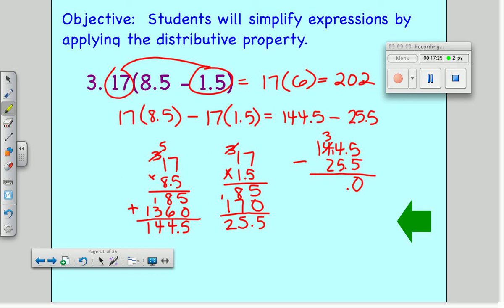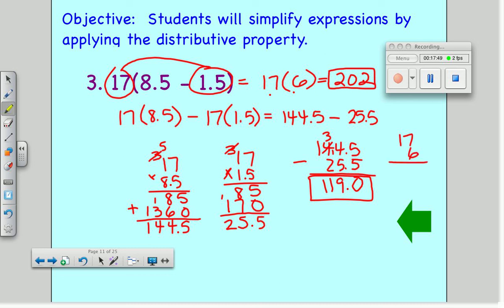14 minus 5 is 9. 3 minus 2 is 1. 1 minus nothing. So this time I got 119. Right? Compared to 202 up here. Uh-oh, Houston, we have a problem. So either I didn't subtract right or I multiplied wrong. So let's do 17 times 6 in long multiplication and see what I get, okay?